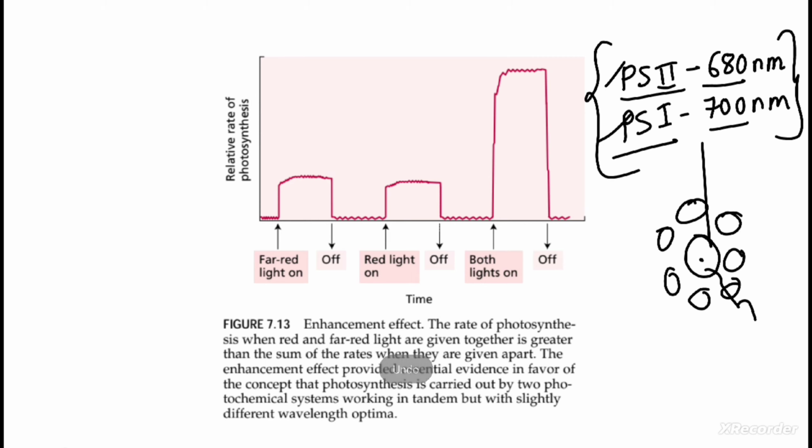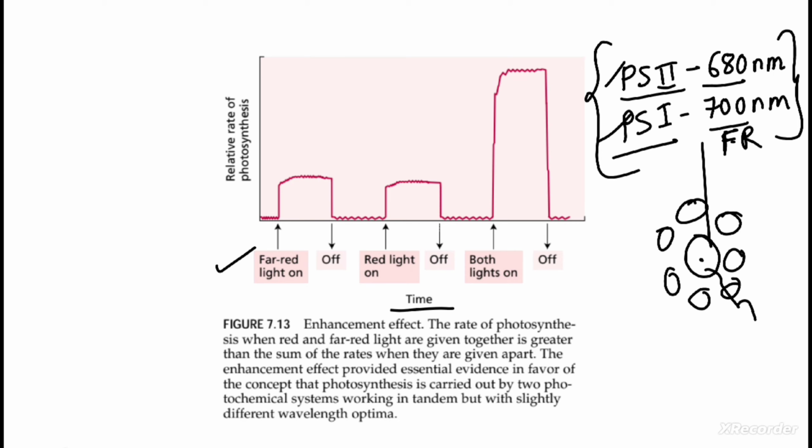Now, what did this person do to reach this conclusion? He took into consideration the relative rate of photosynthesis and the time on the x-axis. In the start, he switched on the far red light. To bring to your notice, far red light is around 700 nanometer. The far red light that I'm talking about is PS1. PS1 loves to absorb the 700 nanometer far red light.